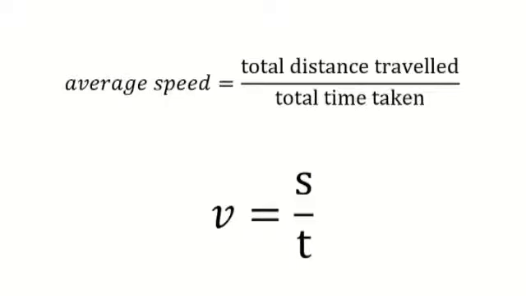In most cases, an object will be in non-uniform motion. In this case, we describe the rate of motion of such objects in terms of average speed. Average speed is total distance traveled divided by total time taken. Mathematically, we can write v equals s by t. Let us solve problems on average speed.